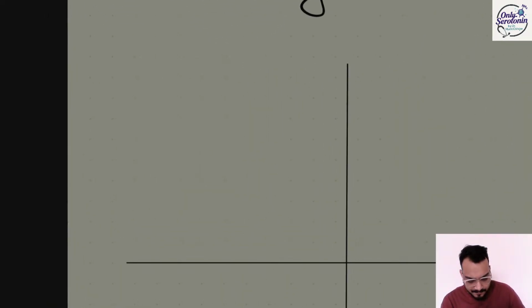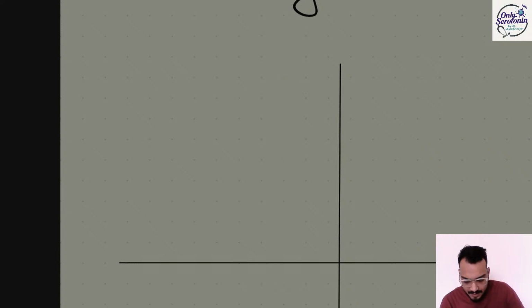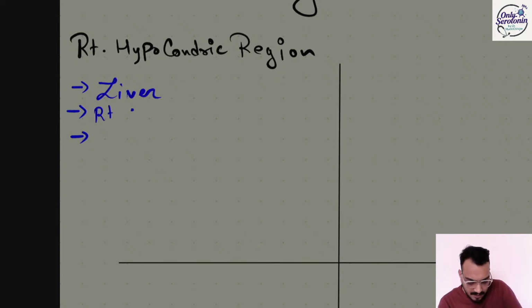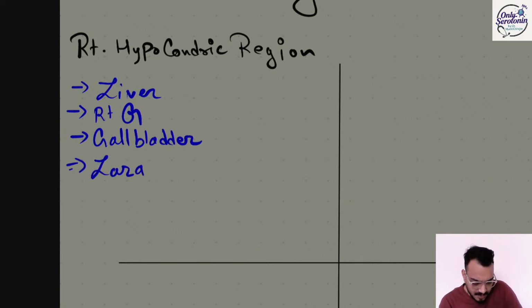So let's start from the top right corner. It is the right hypochondric region. In the right hypochondric region, what all organs should you know, guys? First of all, I have my liver here. Then my right kidney. My gallbladder is also present here. And some part of my large and small intestine is present, guys. Large and small intestine.